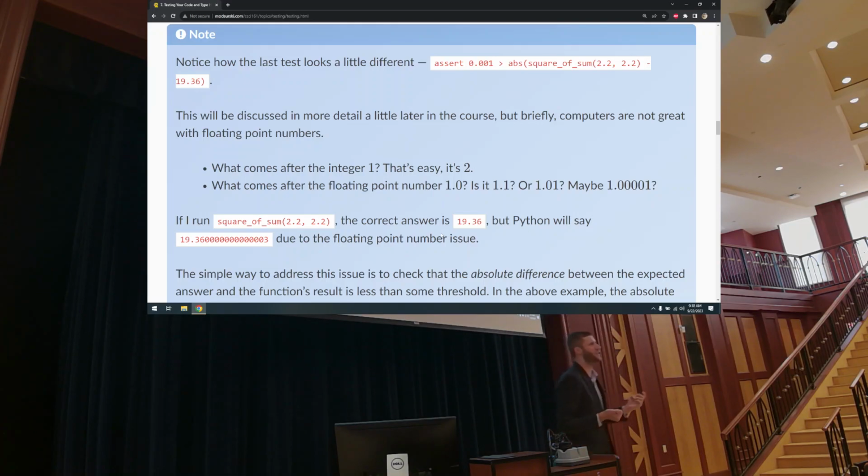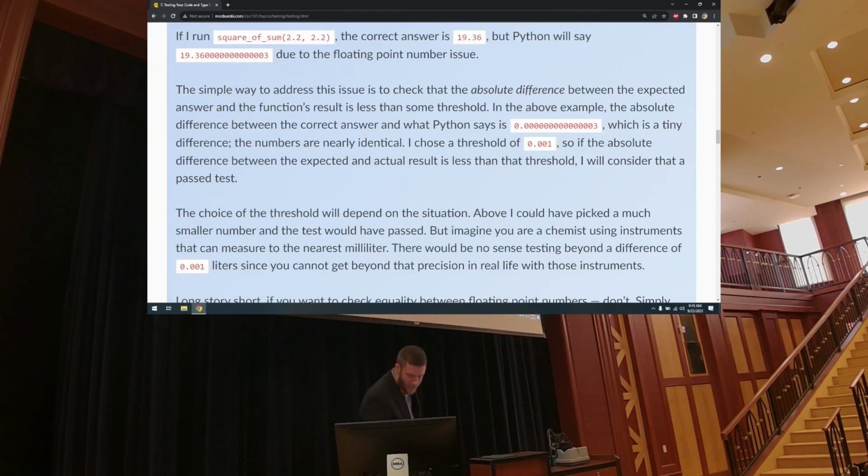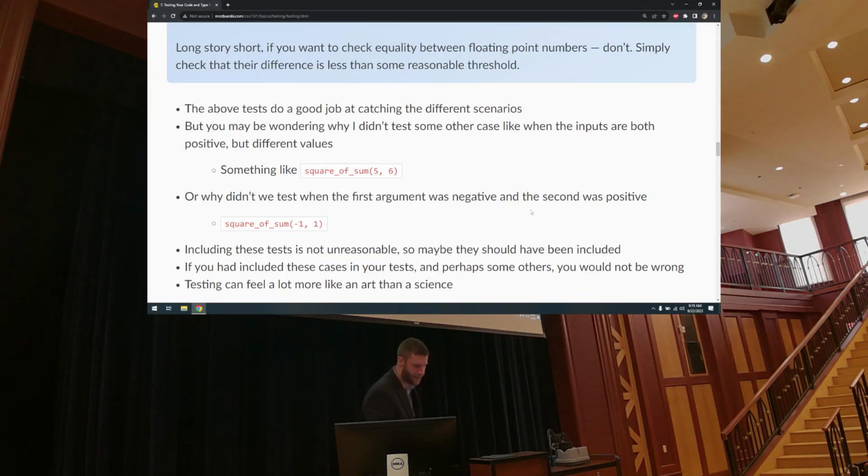So the way the computer deals with it is it goes, close enough. Long story short. But of course, that can create issues when you want to check if square of sum 2, 2 equals 19.36, and it's going to say it's wrong, even though it's right. Well, that's why we do that trick of calculating the absolute difference between the things we actually want to compare and checking if it's smaller than a threshold. If the difference is small enough, we'll call it even.